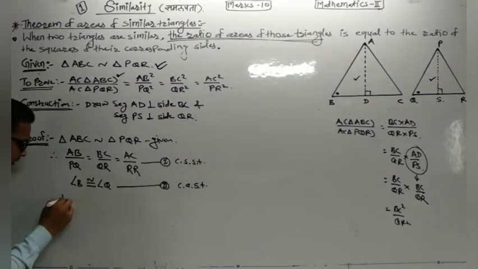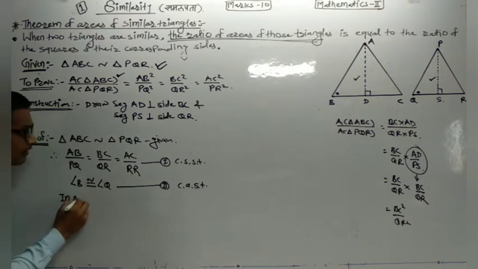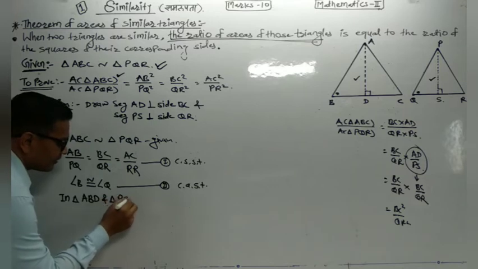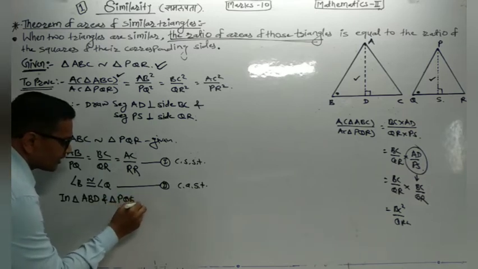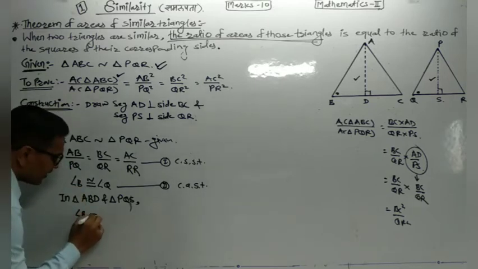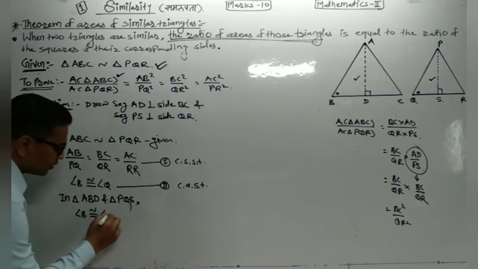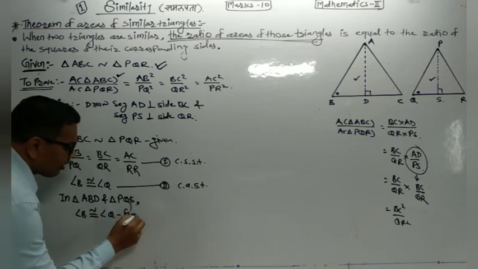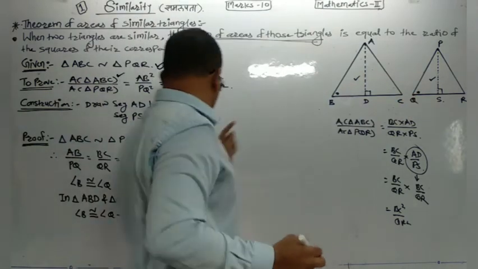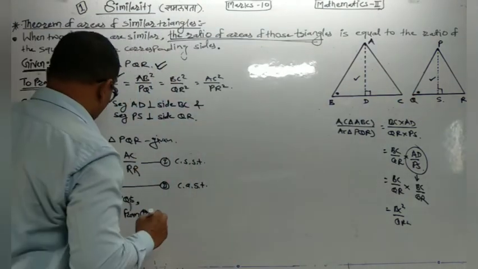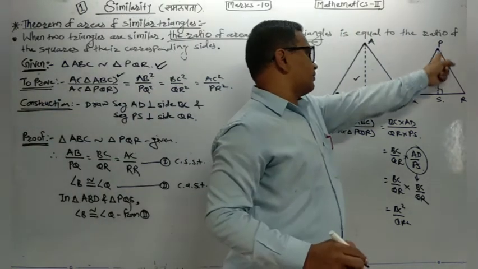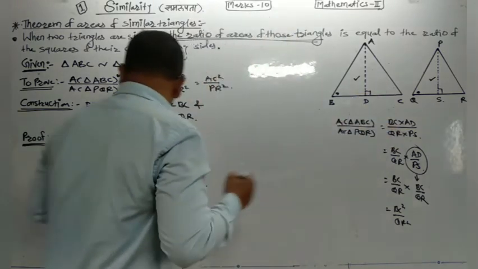In triangle ABD and triangle PQS, angle B is congruent to angle Q. Why? From second, angle B is congruent to angle Q. It is given here in the second. We have proved here angle B is congruent to Q, and angle ADB is congruent to angle PSQ, each 90 degrees.